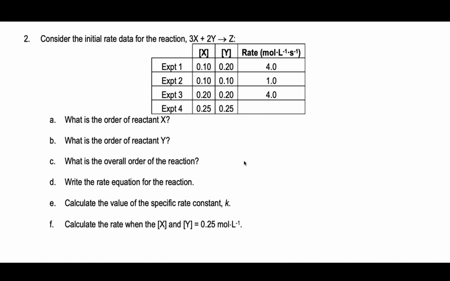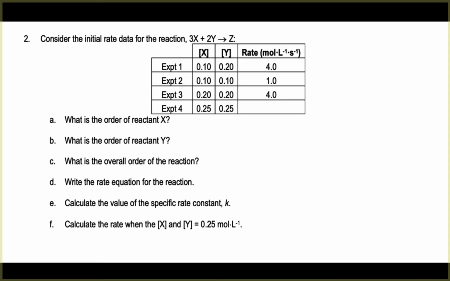Okay, one more. This is number 2. It gives us the rate data. Again, we're going to find the order of reactant X, the order of reactant Y, the overall order, the rate equation, and then go from there. Same deal here: you can do this by inspection, or you can do it mathematically. I'm going to do it mathematically, and then we'll talk through the other way for this one too.